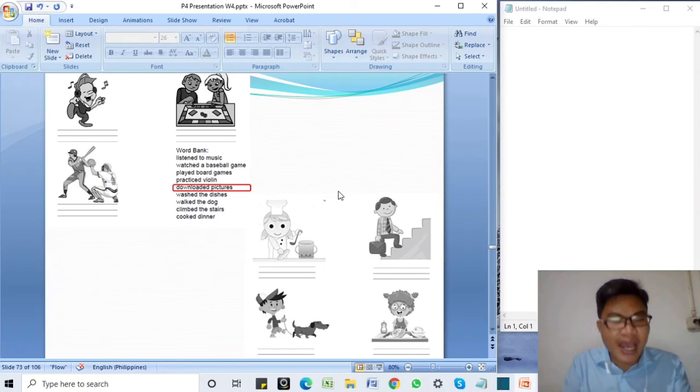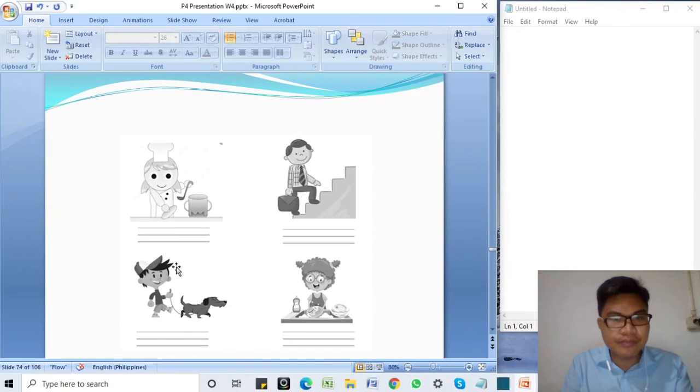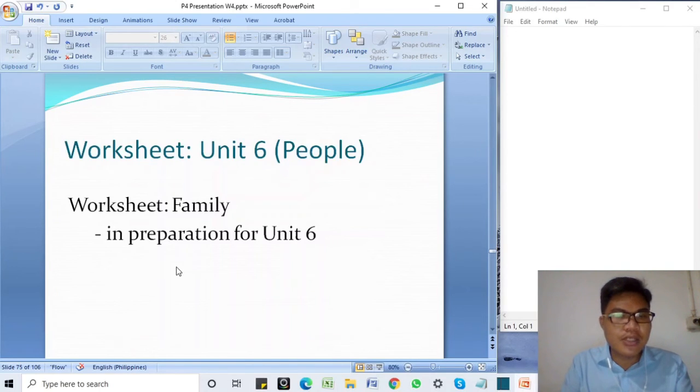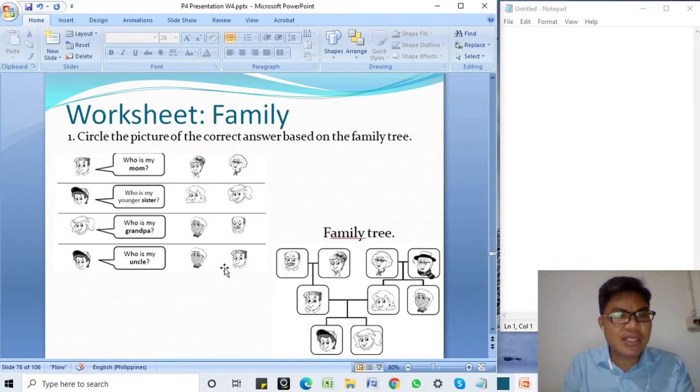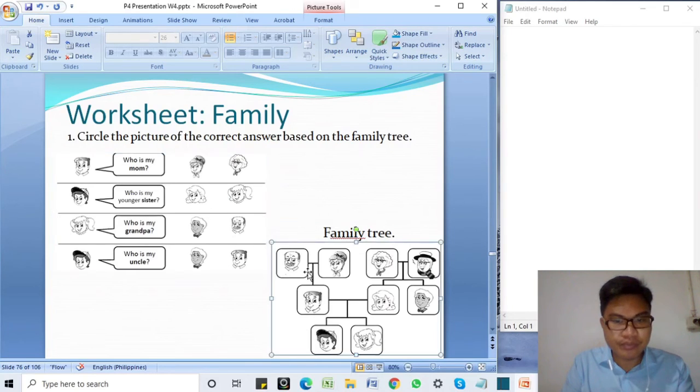So that is your homework. Okay, right. So I have also given you a worksheet, this is actually on unit 6 already. The worksheet is all about family. I'm just going to briefly discuss what the worksheet is all about. So this is the worksheet.